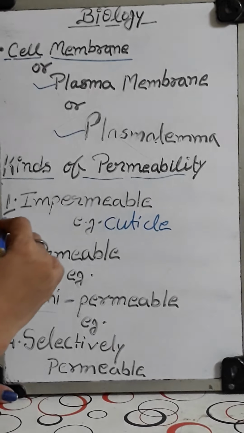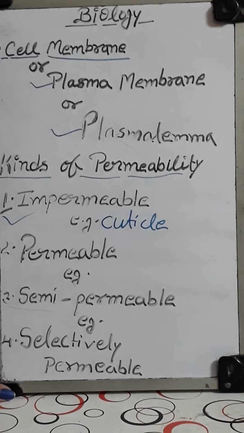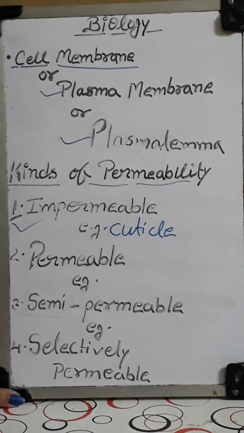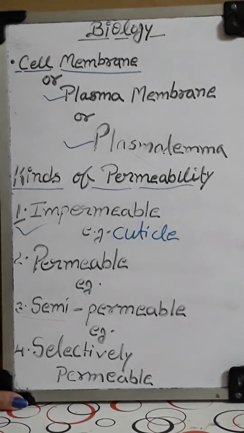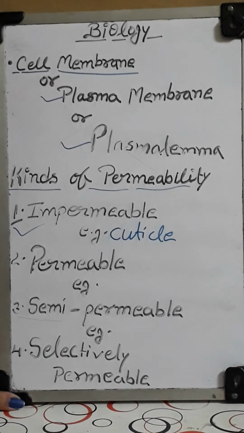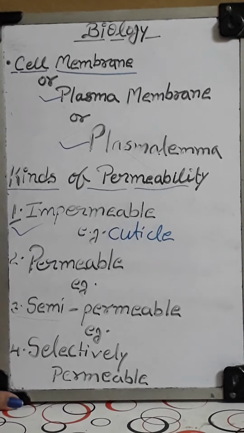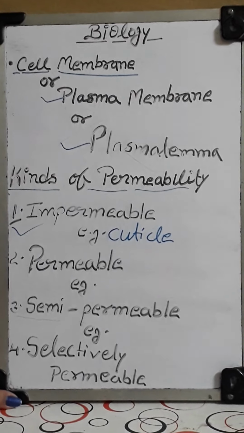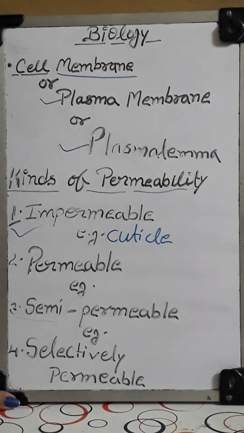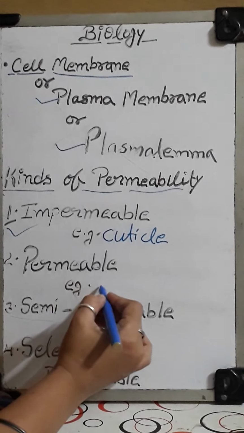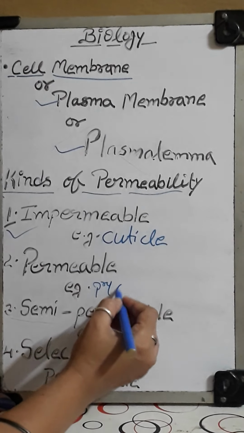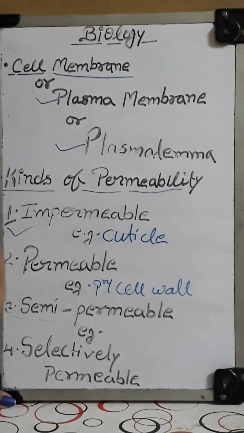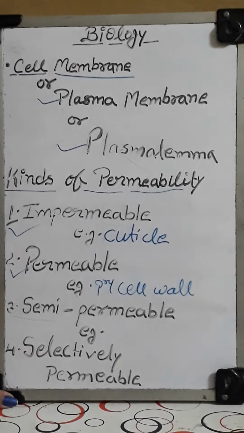Now, come to permeable. Permeable means what? If a membrane allows both solvent and solute molecules to pass through it freely, then the membrane is called permeable. Very good. And the example of permeable is the primary cell wall. The primary cell wall is an example of a permeable membrane.